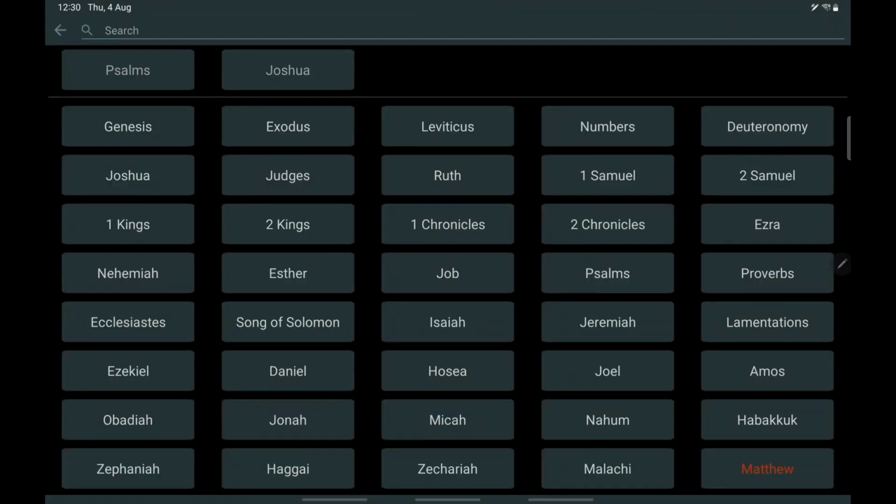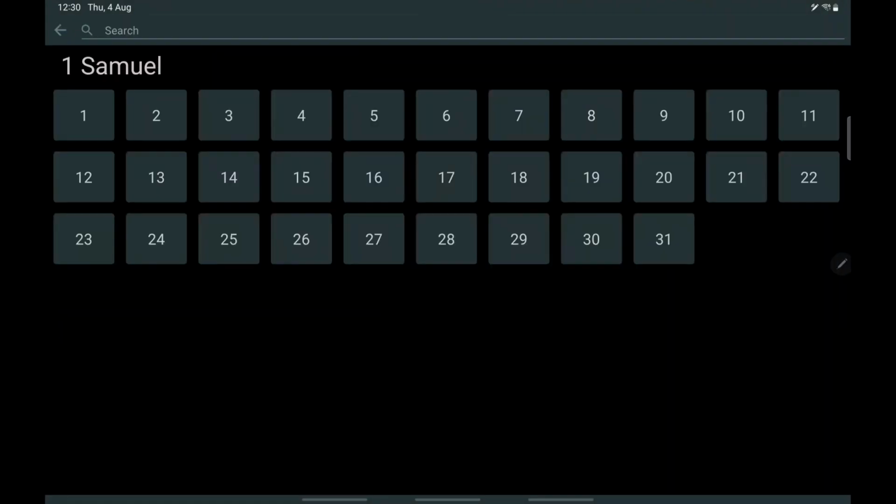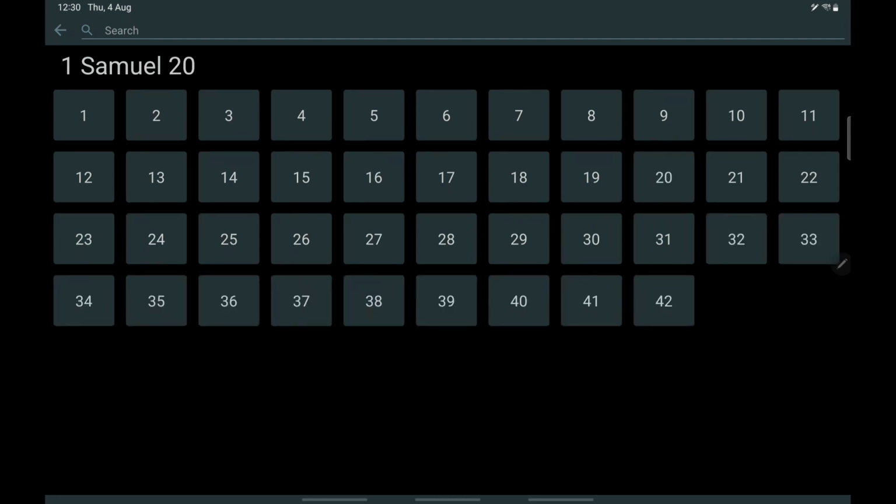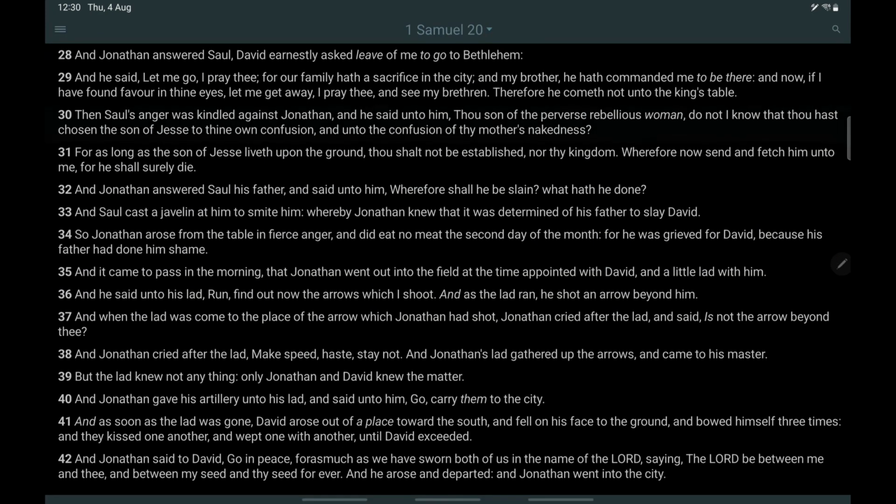I'll read 1 Samuel chapter 20 verses 30 and 31. "Then Saul's anger was kindled against Jonathan, and he said unto him, Thou son of the perverse rebellious woman, do not I know that thou hast chosen the son of Jesse," Jesse's son is David, "to thine own confusion, and unto the confusion of thy mother's nakedness? For as long as the son of Jesse liveth upon the ground, thou shalt not be established, nor thy kingdom. Wherefore now send and fetch him unto me, for he shall surely die."